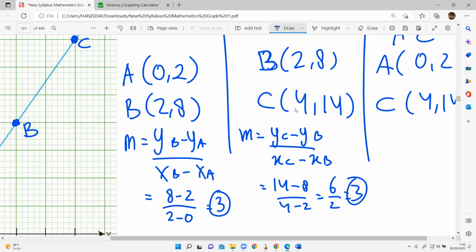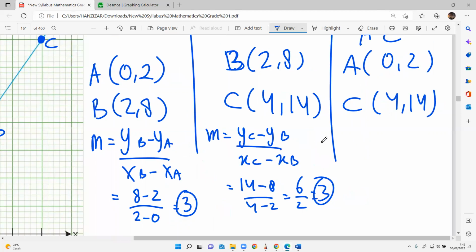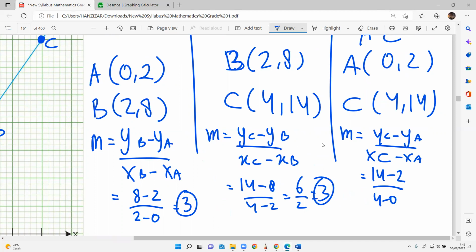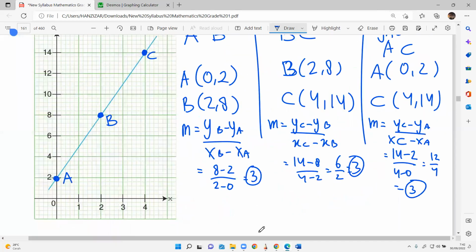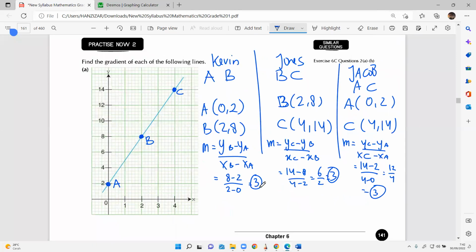Jadi, you pilih satu aja, satu version aja, either version Jones, Kevin, or Jacob. No, you don't have to do all. Do one. Either which version up to you. All of them are providing the same answer. 14 subtract 2, 4 minus 0. 12 over 4. Yep. 2 points only is enough. See? So, pick one. Don't pick everything. You will waste your time. Yang ditanya gradient kan ya udah.